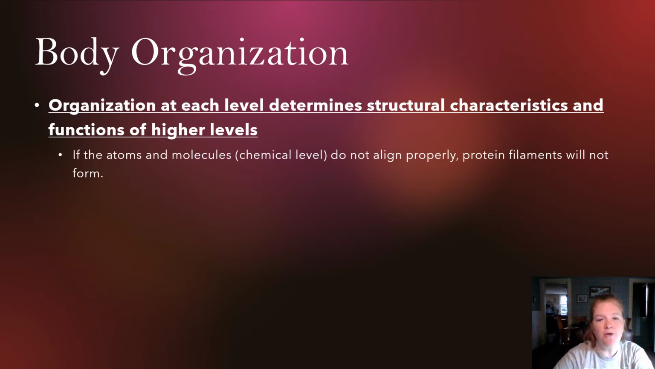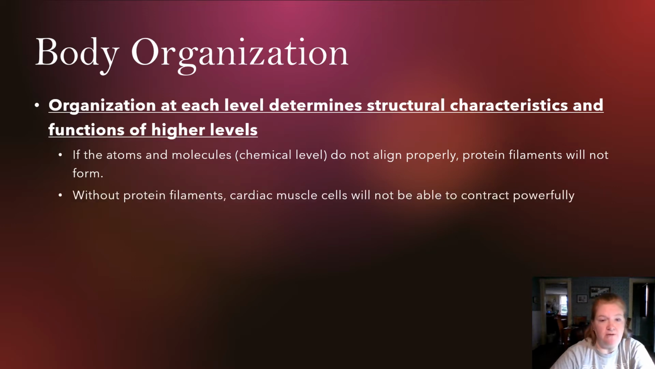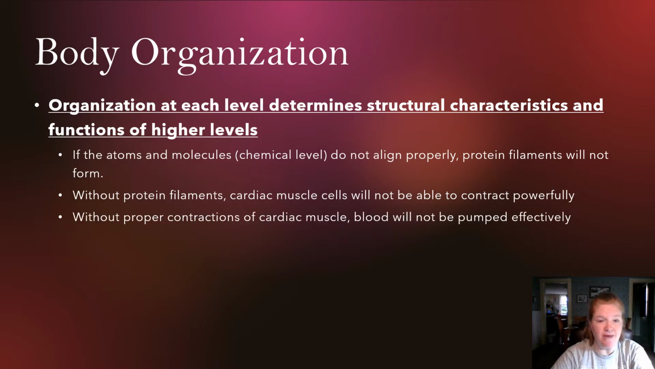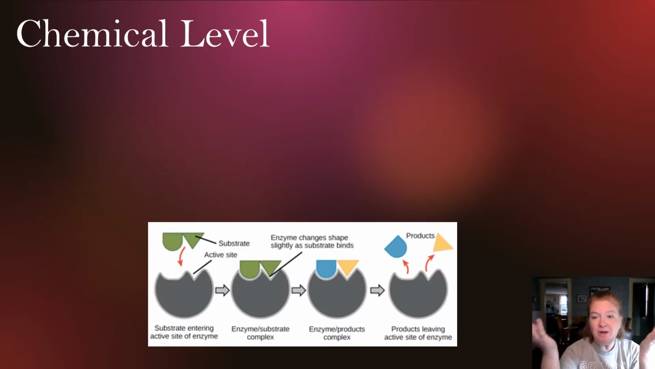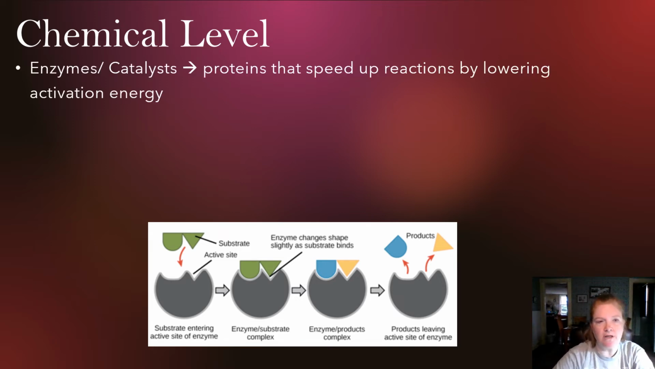Okay, so if the atoms and molecules at the chemical level don't align properly, protein filaments will not form. Without protein filaments, cardiac muscles will not be able to contract powerfully. And without proper contractions of the cardiac muscle, blood will not be pumped effectively. And then if we don't get blood pumped effectively, all of our cells and tissues do not get oxygen and then remove carbon dioxide.